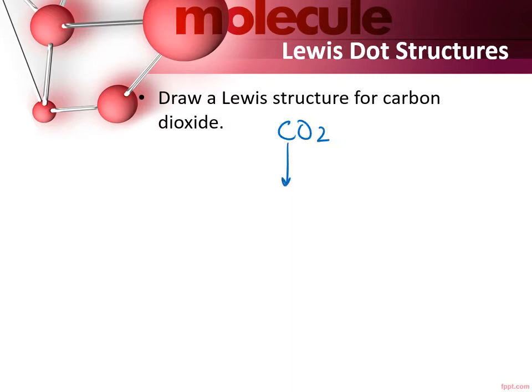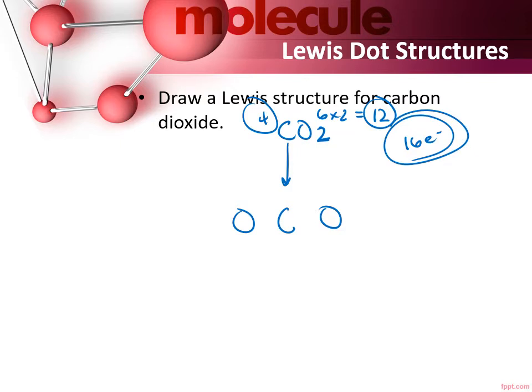Carbon is going to go in the middle because it's a singleton and it's also more to the left in the periodic table. And the guy that's more to the left in the periodic table is more likely to be in the middle. Since I have multiple oxygens, it's not going to be in the middle. We're going to put them around the outside instead. We're going to count our valence electrons. Carbon has 4, oxygen has 6, but there's 2 of them, that's 12. 12 and 4 makes 16 total electrons that I get to use in the bonds.